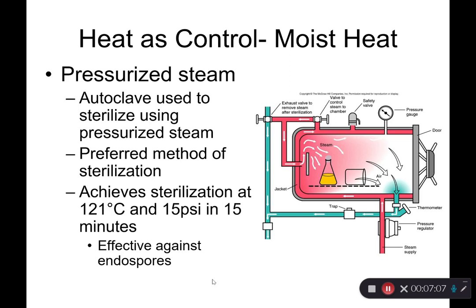The only thing that it can't kill are prions. If you want to work with prions in the laboratory, they actually have to increase the temperature to 132 degrees Celsius for 4.5 hours in order to kill the prions, because prions are so heat stable. So typically 15 minutes is enough unless you are a very special lab that works with prions.